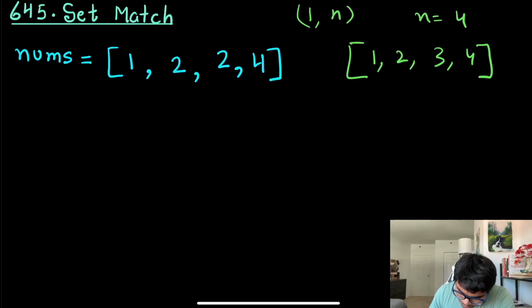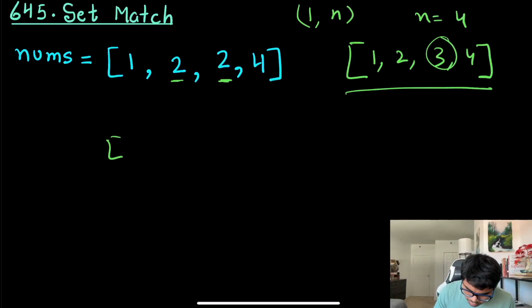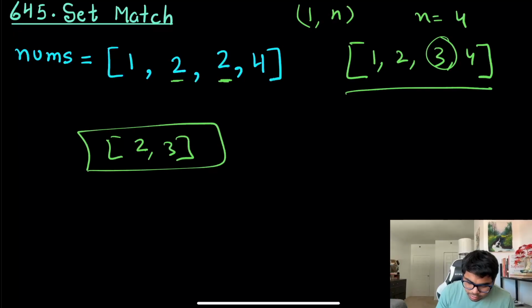Now if you see in the array that's given to us, this 2 is repeated. So 2 has overwritten another number that was supposed to be there, which is 3 in this case. So we need to return the number that occurred twice, 2, and the missing number, 3, as an answer.